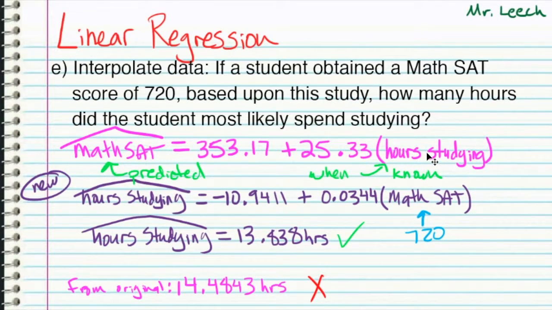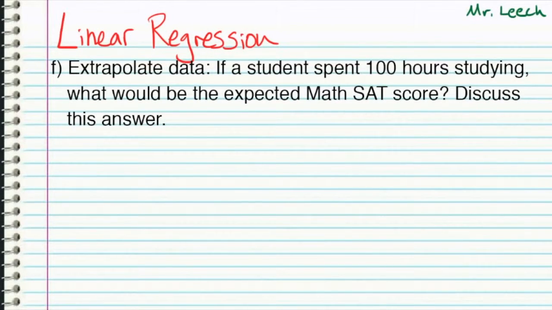One note is if I would have plugged in 720 into the predicted Math SAT in hopes of trying to predict our studying, this model would have predicted 14.4843 hours, not 13.838 hours. That's a pretty significant difference. So it's important that you know that these regression equations are one-way equations because these y variables are the predicted value.